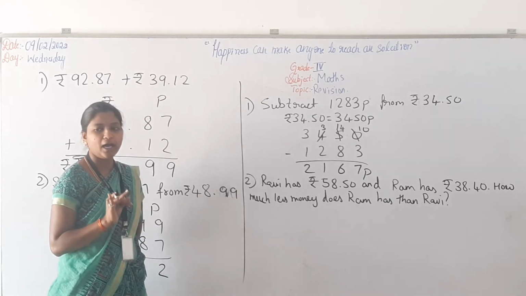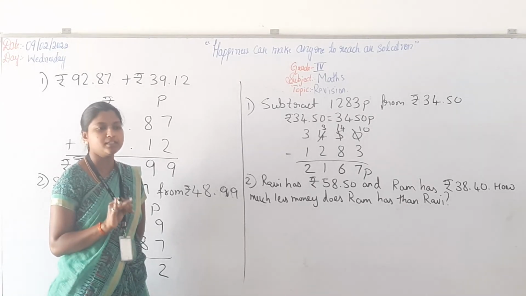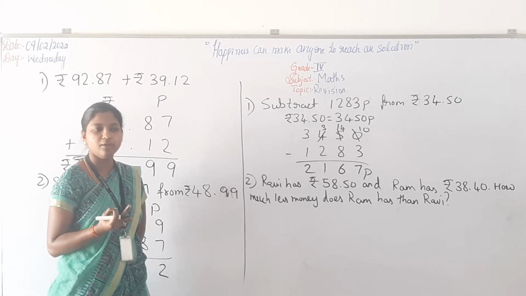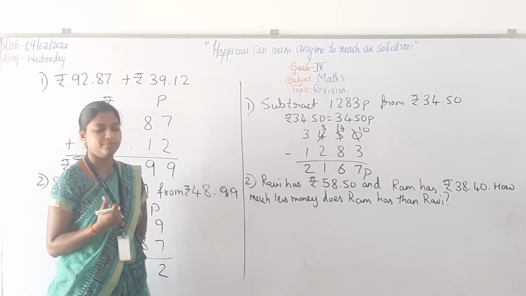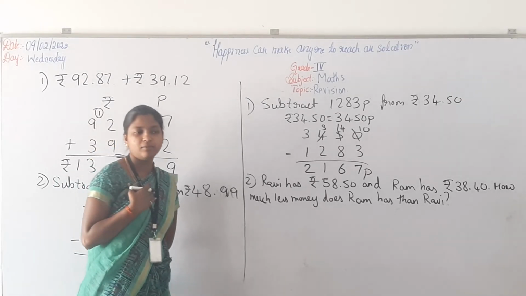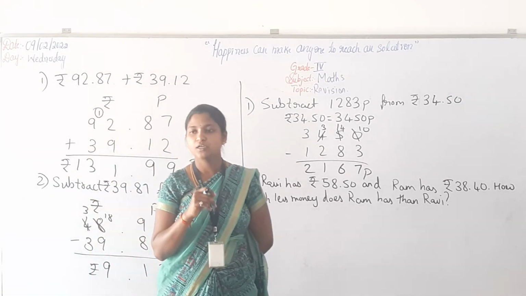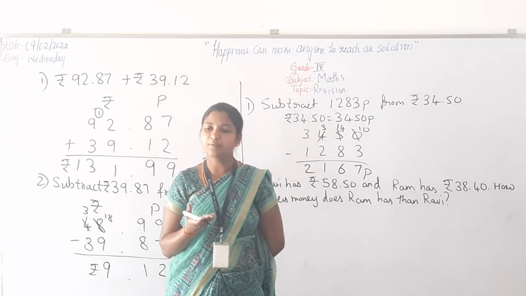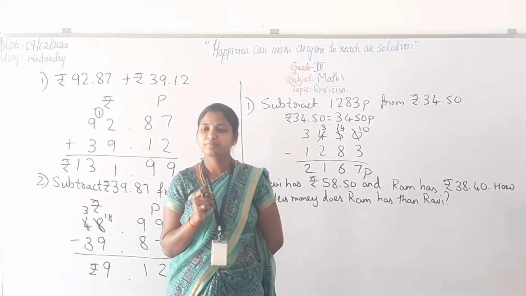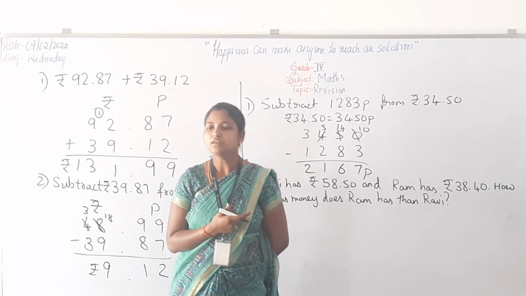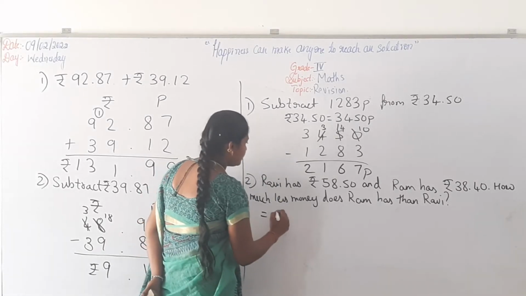Less, more. I already told you, you won't remember. That's the problem. Less than, more than means subtraction. Total, together means addition. So less than. For example, see, I will be having 5 rupees. You will be having 2 rupees. How much less money do you have than me? 3. What did you do here? Subtraction. So here also? Subtraction.